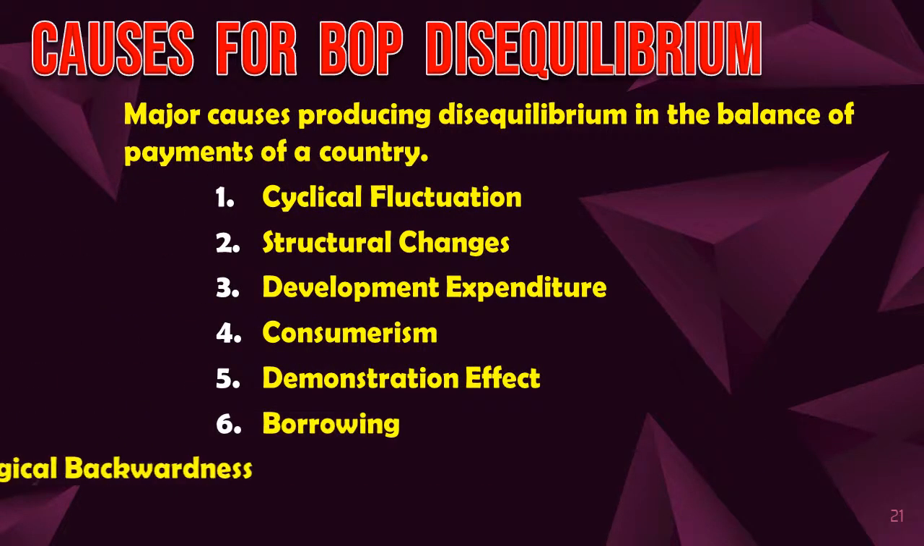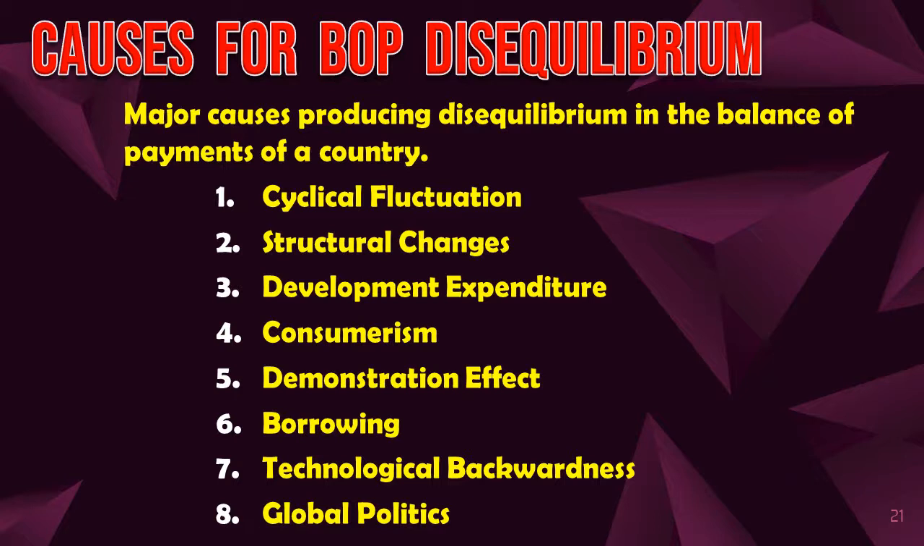Causes for BOP disequilibrium. Previously we have seen the types, now we are going to see the causes. The following are the major causes producing disequilibrium in the balance of payment of a country. What are they? Cyclical fluctuation, structural changes, development expenditure, consumerism, demonstration effect, borrowing, technological backwardness, global politics. I will explain one by one.